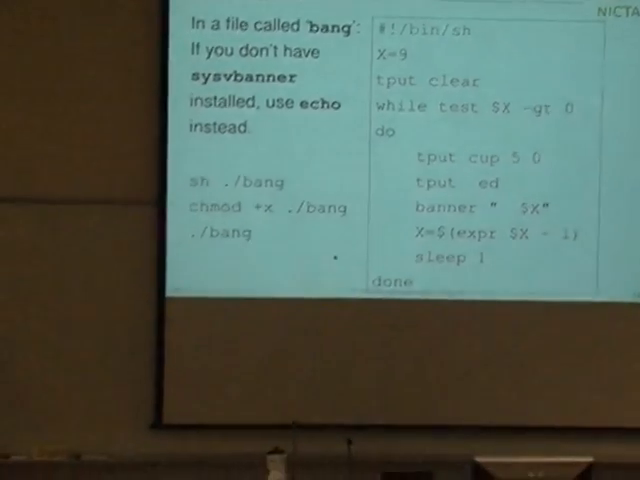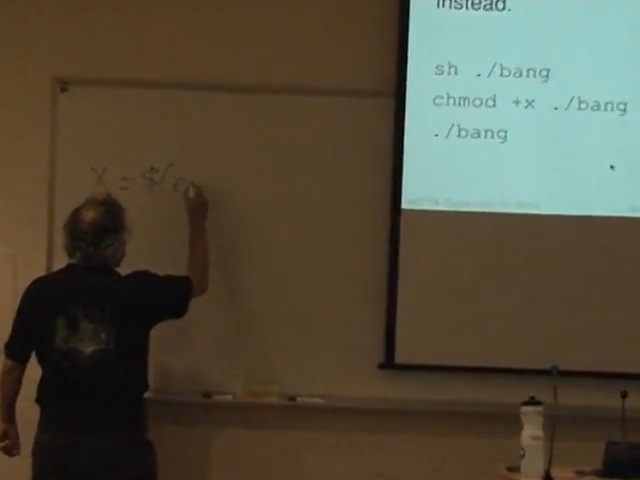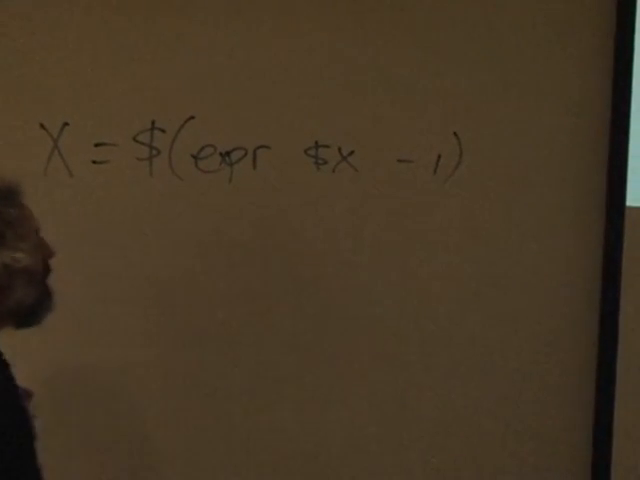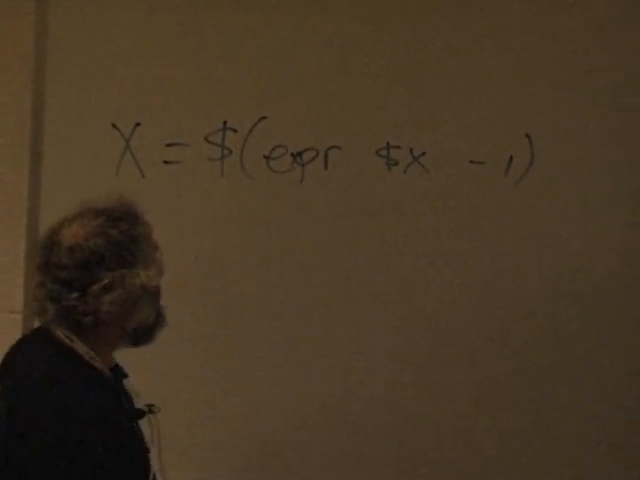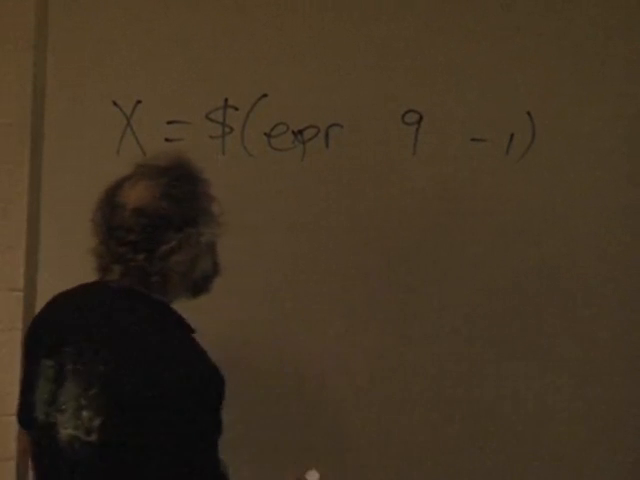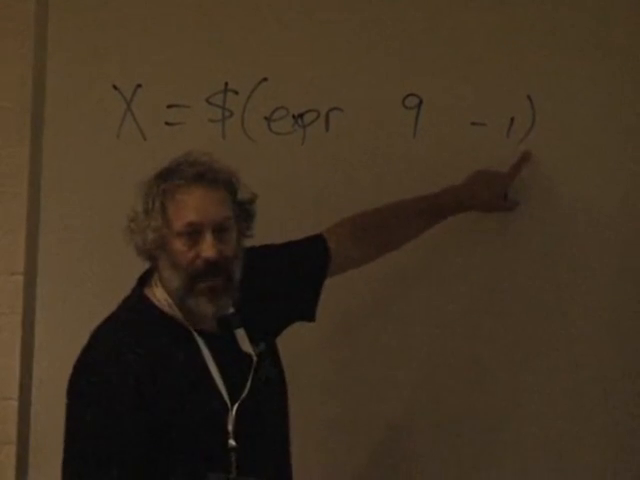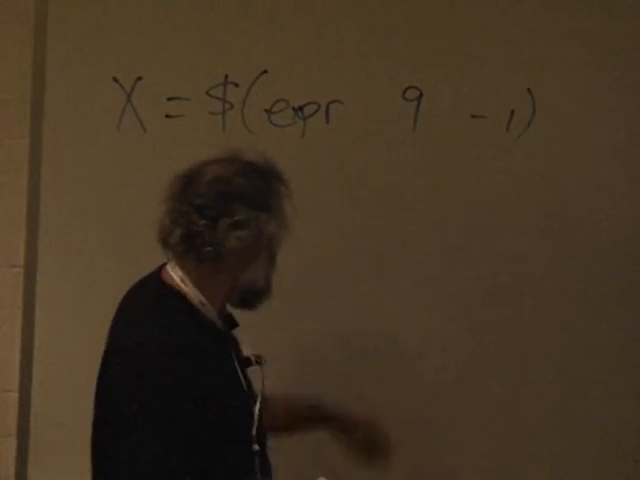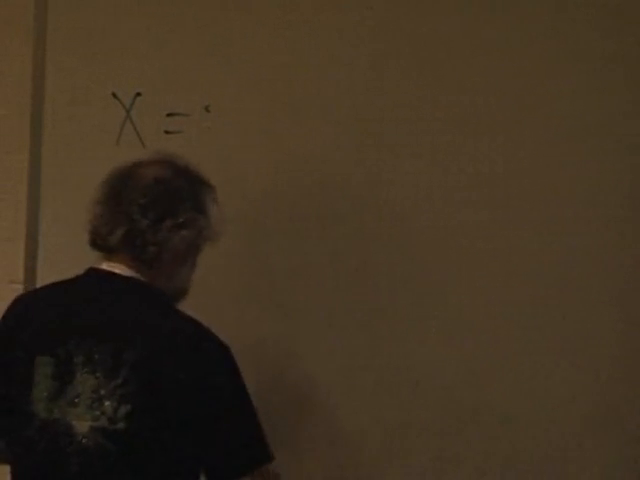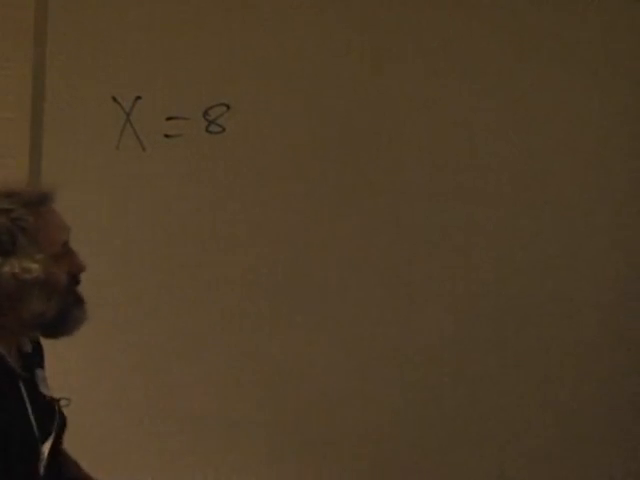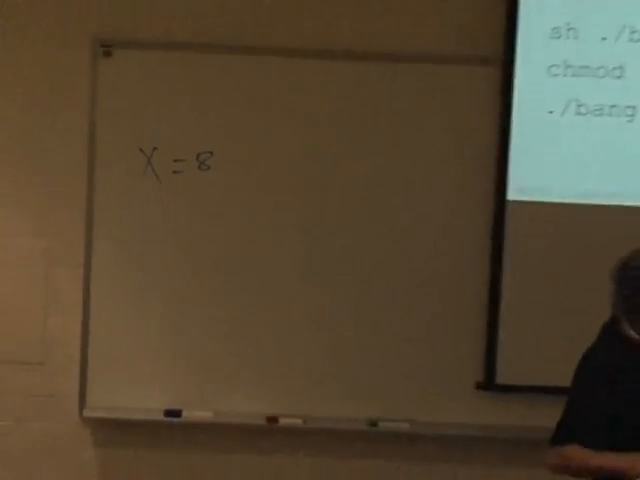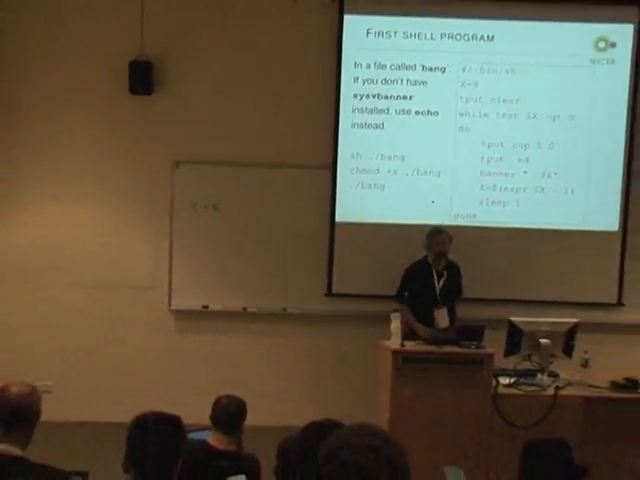So here we've got x equals $(expr $x - 1), right? The first time the shell reads that, it says, okay, x, it's got a dollar in front of it, we'll make that 9. And then it notices this and says, okay, that's a command, we'll run it. For x being 9, minus 1 is 8, so that becomes 8. Next time through it'll do 7, 6, 5, 4, 3, 2, 1 and so on. And then sleep just goes to sleep for, in this case, 1 second.